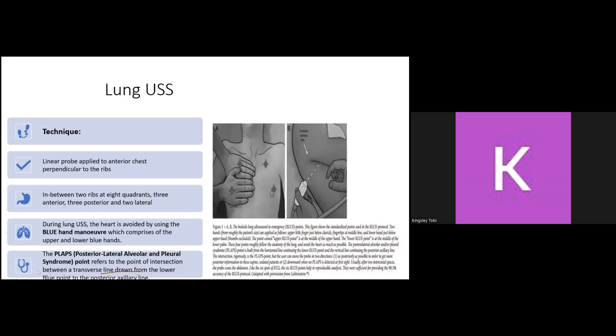Another thing that is important is the PLAPS point. We're going to see that as it relates to eliciting pleural effusion and some interstitial edema. The PLAPS point, which refers to the posterior lateral alveolar and pleural syndrome point, is an intersection. If you look at it from here, a line is drawn from the lower blue point to the posterior axillary line. This is the posterior axillary line. The intersection between the lower blue point and the posterior axillary line is the PLAPS point. This is where you put your probe, especially when you want to look out for pleural effusion and also examine the diaphragm for the spine sign.